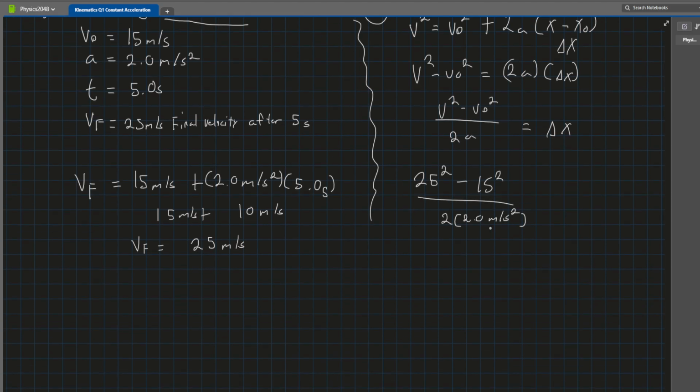Okay, that will give us, let me just do the math. Let's calculate it here. So 25 squared minus 15 squared, divided by 2 times 2.0. This is going to give us 100 meters.